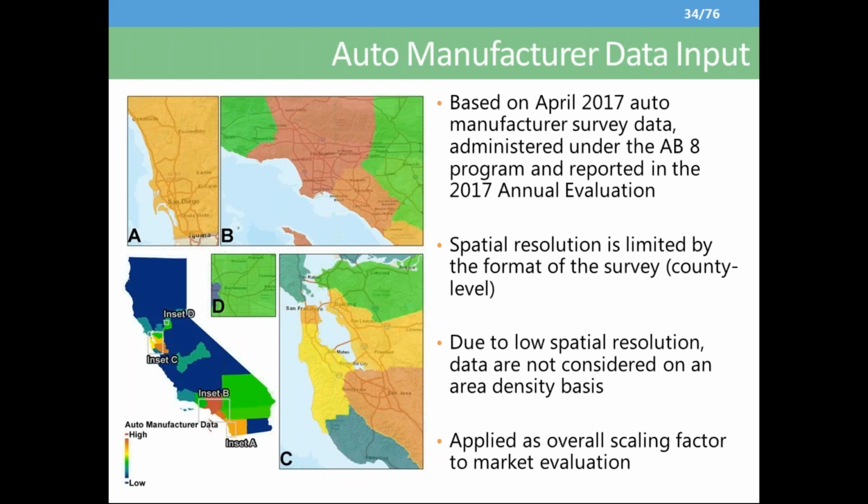The auto manufacturer data was based on, again, the April 2017 survey data. The spatial resolution, however, is limited in that survey. It's limited to the county level. So these are not normalized to an area basis. It's just the number that we get there. And then we envision that this should actually be utilized as a scaling factor. So essentially, it could correct the predictive analysis that we include based on auto manufacturer input.